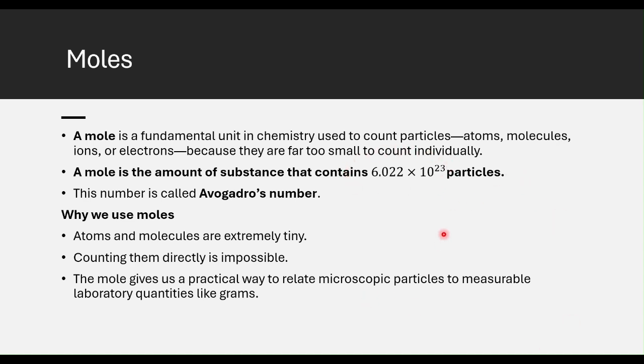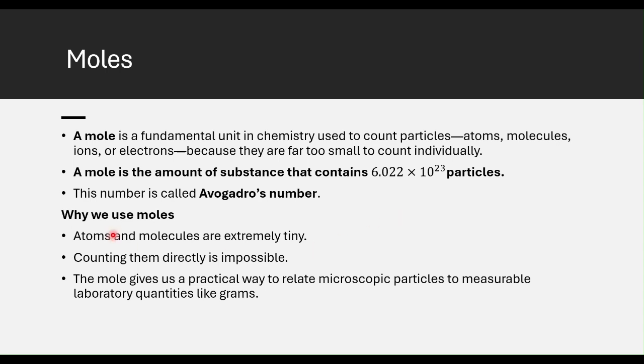Whether it is 1 mole of sodium metal, 1 mole of sodium chloride, 1 mole of potassium chloride, or 1 mole of sodium hydroxide, each will have this many particles if it is 1 mole, and this number is called Avogadro number.